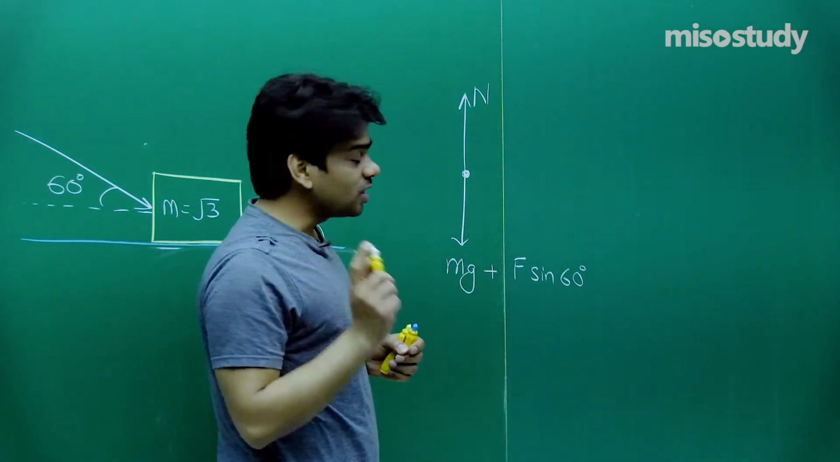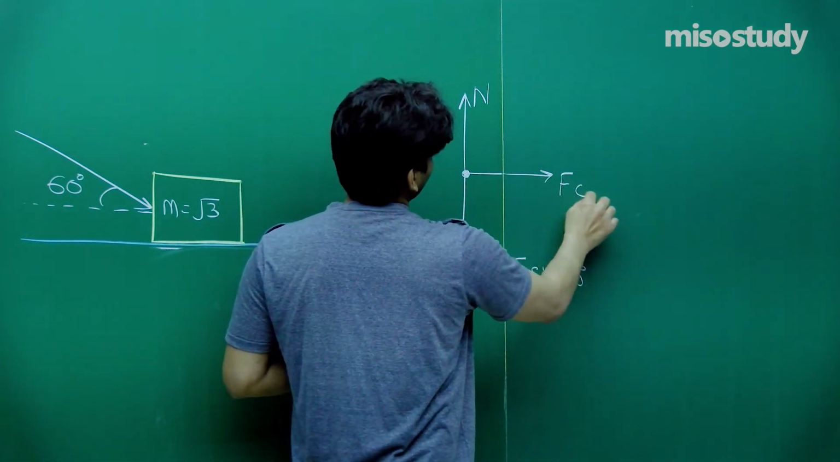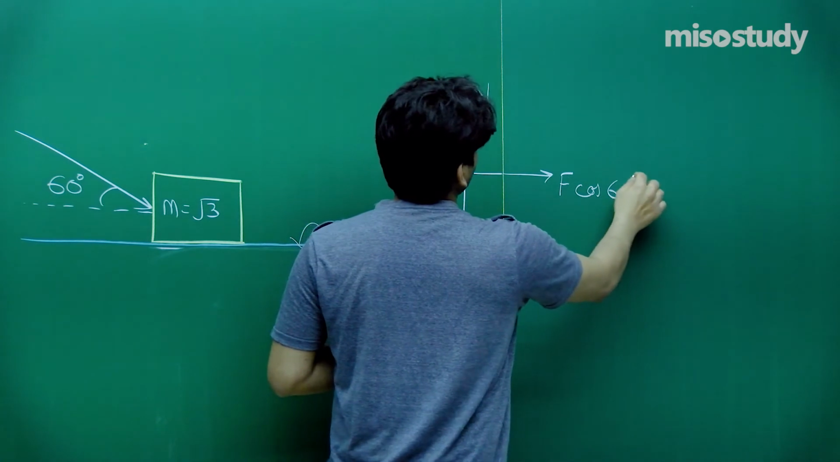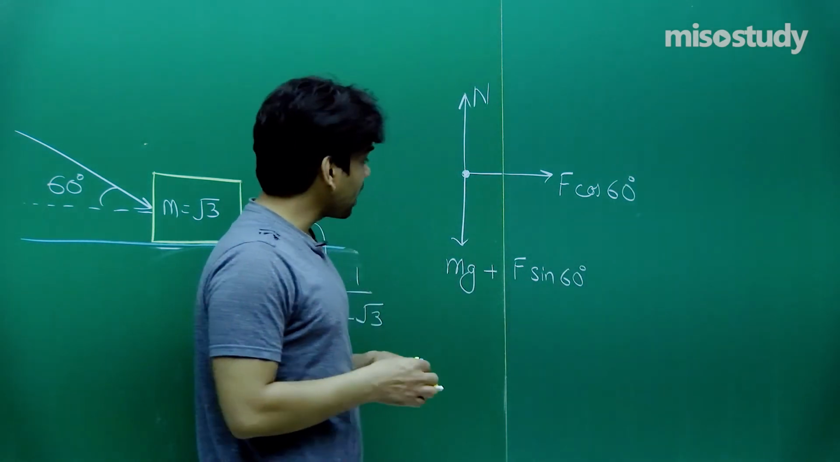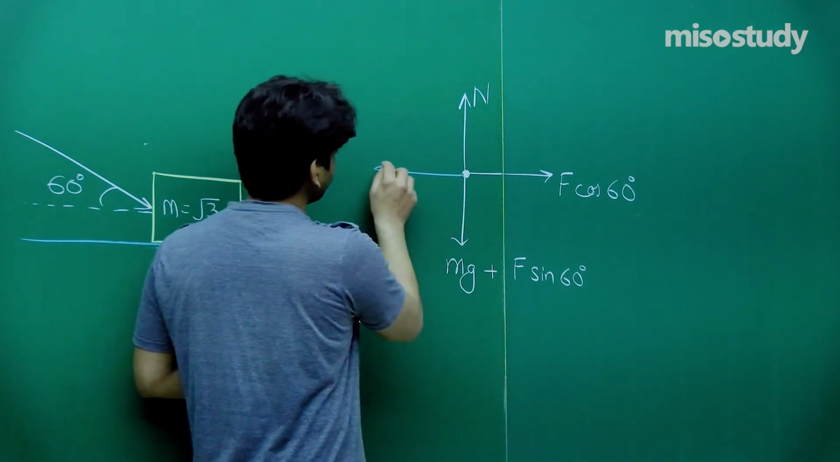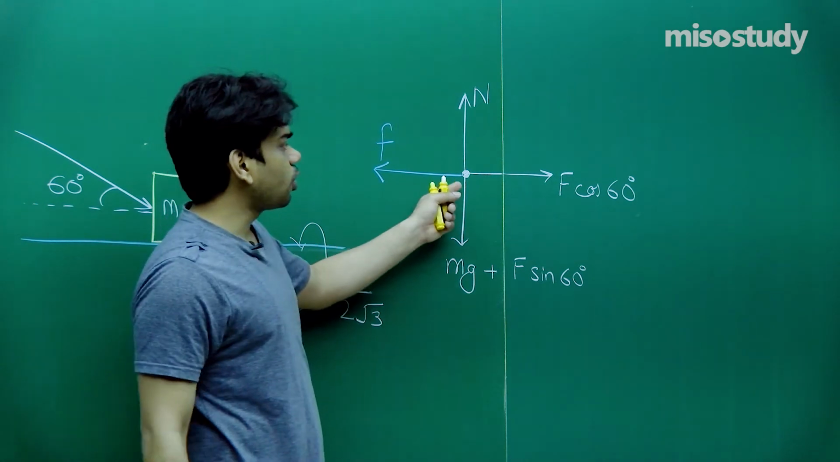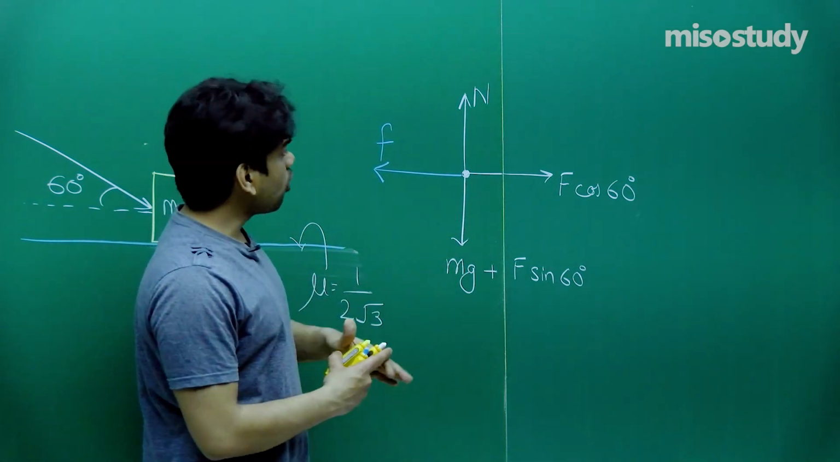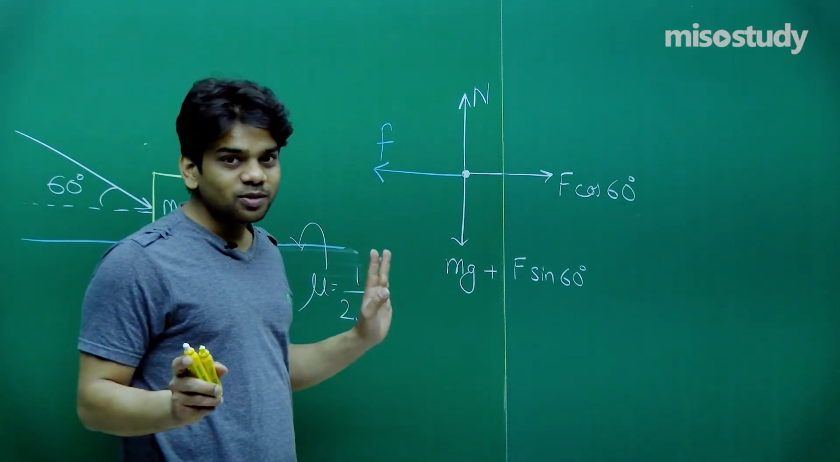Now you see the horizontal direction forces that will be acting. First of all, F cos 60 would try to move the block in the forward direction. The friction force acting just opposite will be small f, which I am marking with small f. This is the block that I have shown you here, and these are all the forces we have depicted. The body is not moving, that means the body is in equilibrium.